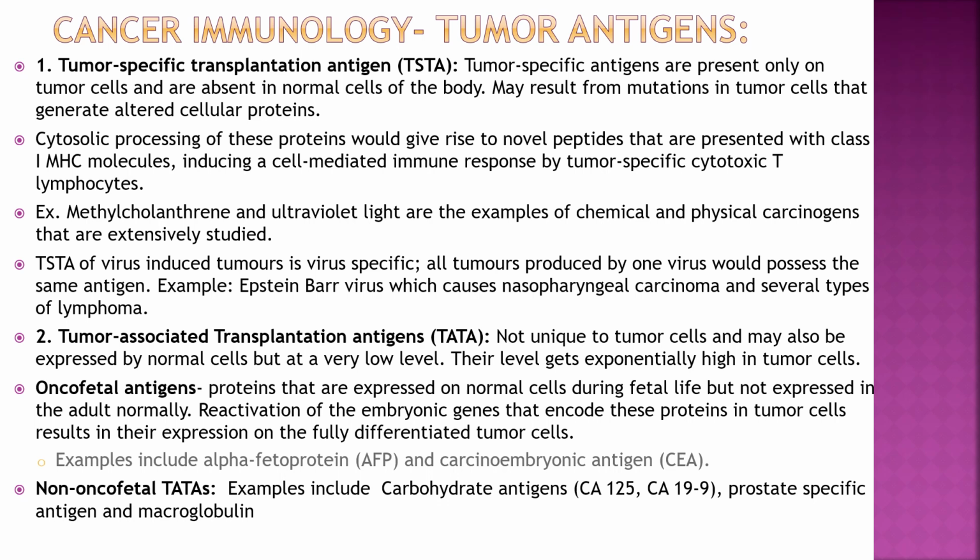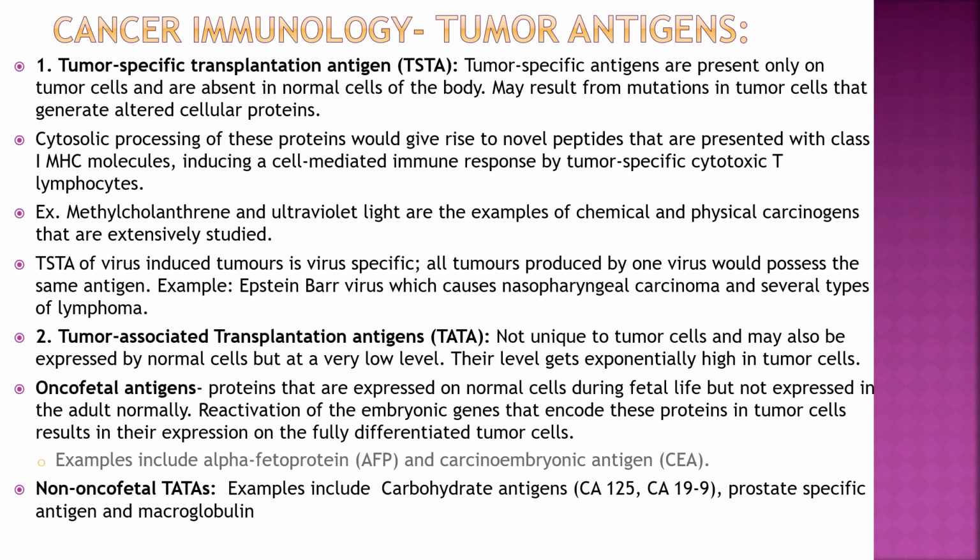Tumor associated transplantation antigens, TATA, are not unique to tumor cells and may also be expressed by normal cells but at very low levels. Their level gets exponentially high in tumor cells. There are two types, oncofetal and non-oncofetal. Oncofetal TATA are proteins expressed on normal cells during fetal life but not normally expressed in adults.